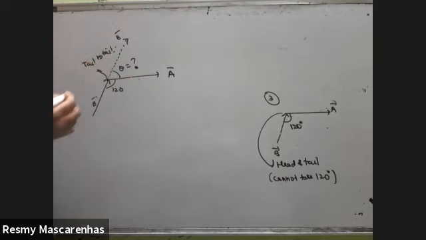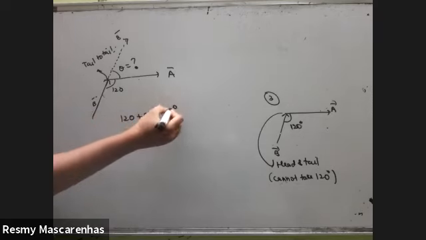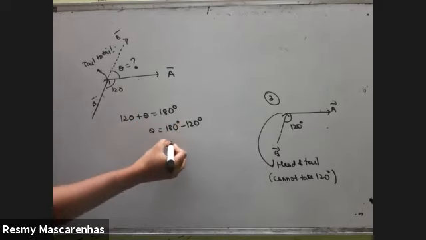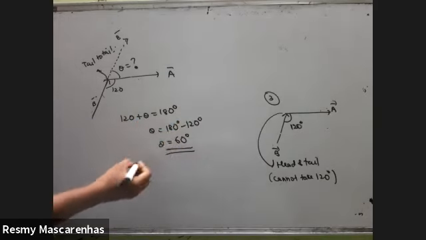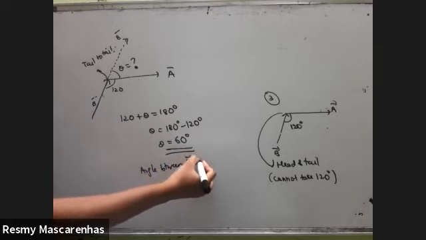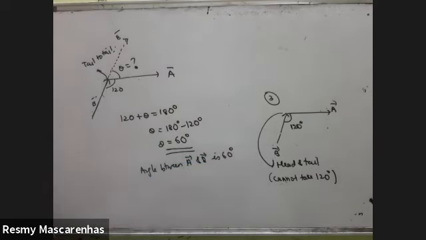Now theta. Can anyone tell me what is this value? Total angle should be how much? This full angle of a line, any straight line will be how much? 180. Yes. So 120 plus theta is 180 degrees. So theta will be obviously 60 degrees. The angle between A bar and B bar is 60 degree, not 120.